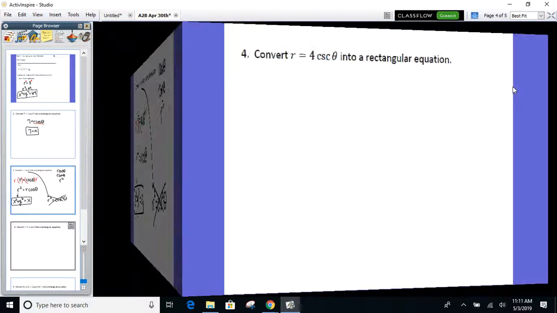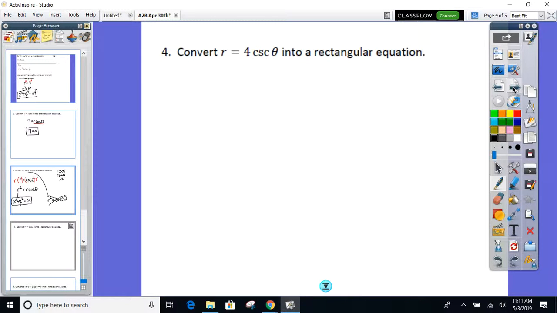What's your move here? Hold on before we move anything. Remember back in these days, cosecant, right? I don't have any rule for cosecant. But if you take a look at the top of your page, what's cosecant equal to? 1 over sine. So let's rewrite this first before we start anything. R equals 4 over sine theta. Because again, cosecant on top of your page is 1 over sine. So that's how that becomes that.